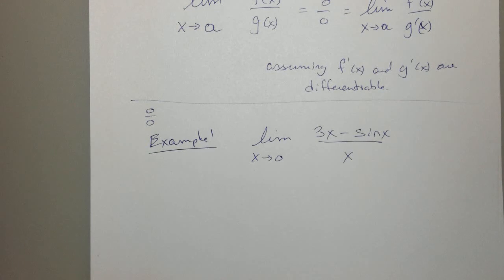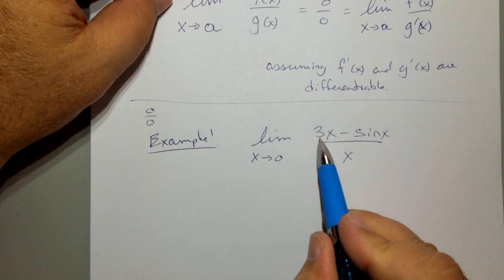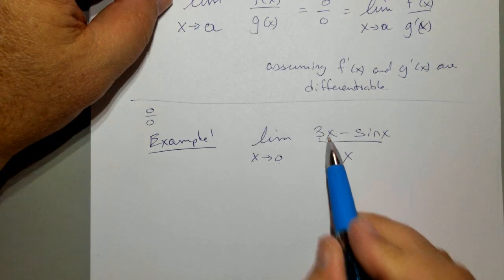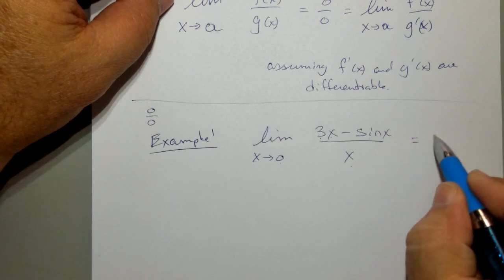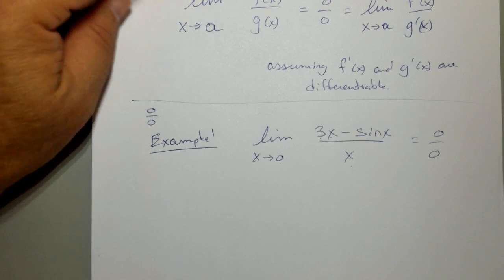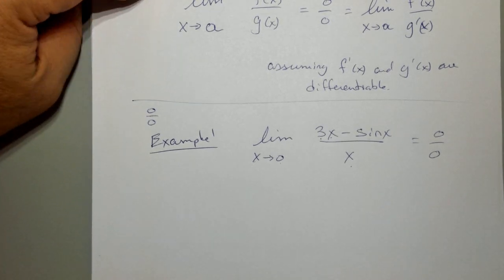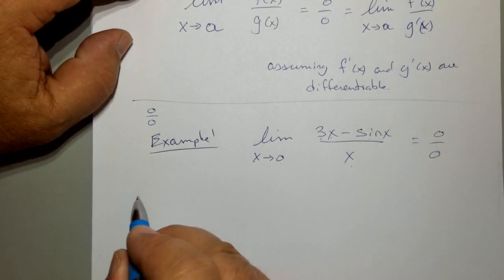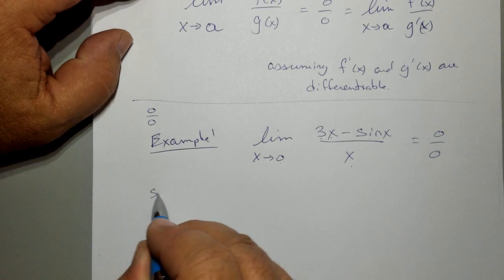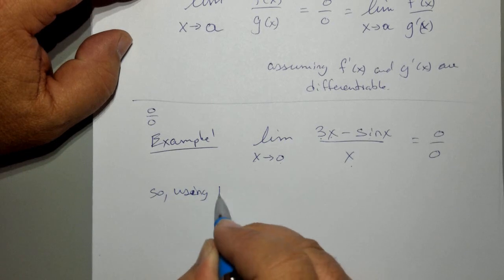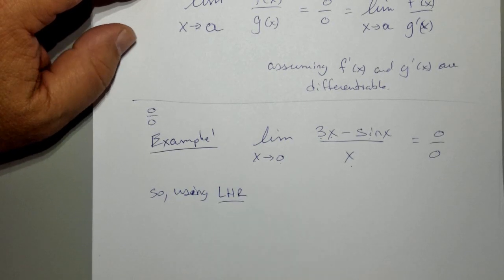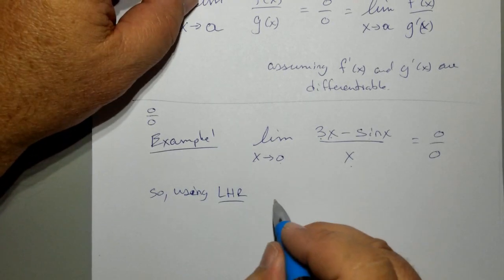If we put in 0 in there, what do we get? 3 times 0 is 0. Sine of 0 is 0. So 0 over 0. So right now, this satisfies our condition. So using L'Hopital's rule, what do we get?